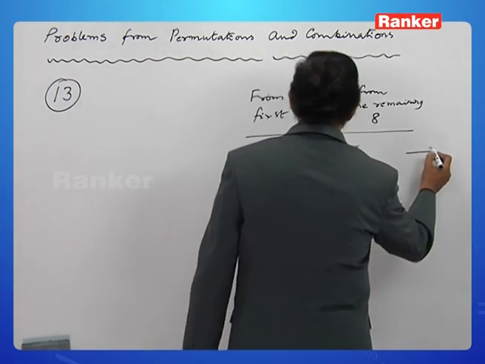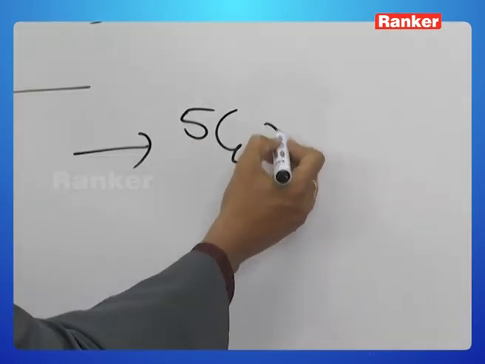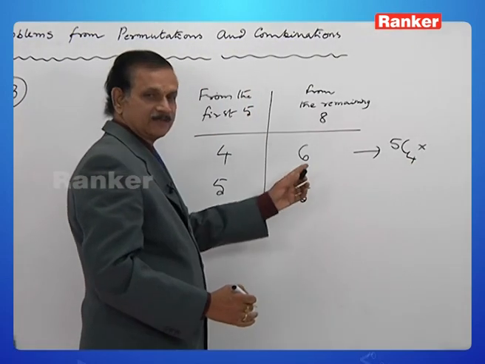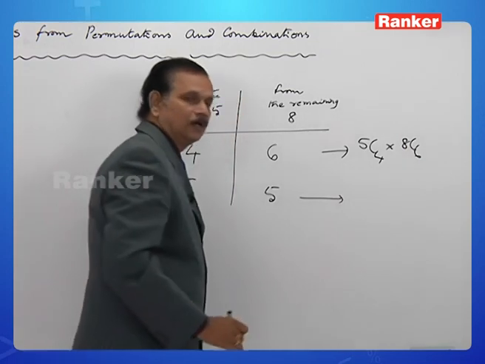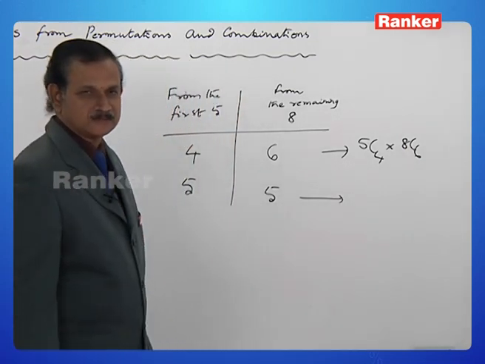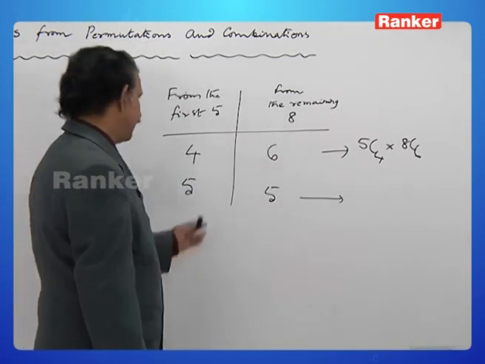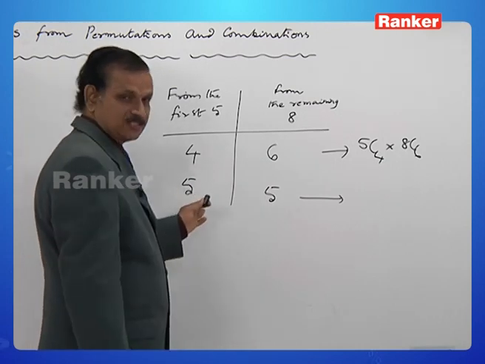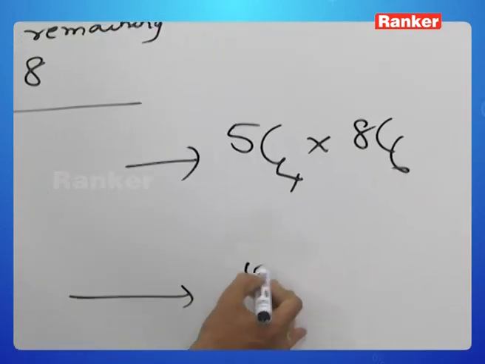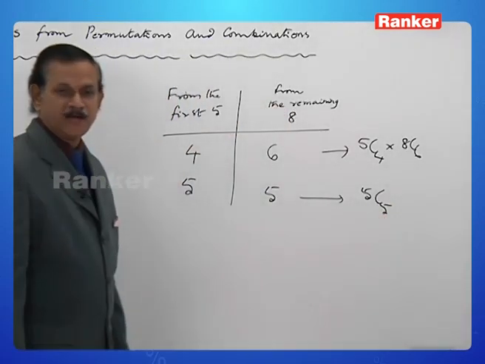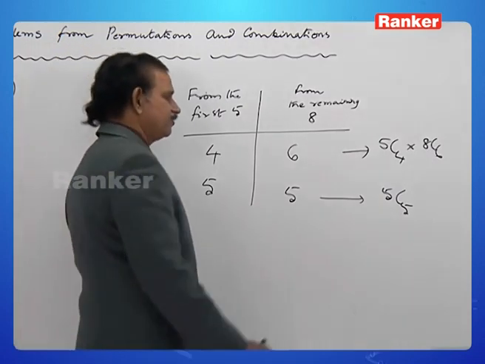What is the total number of ways? 4 questions from 5: 5C4. 6 questions from 8 questions: 8C6. So the total number of choices for him in the first case is 5C4 into 8C6. Again in the second case, if he chooses 5 questions out of 5 in the first group, then it is 5C5. And the remaining 5 questions from the remaining 8 questions, he can choose in 8C5 ways.